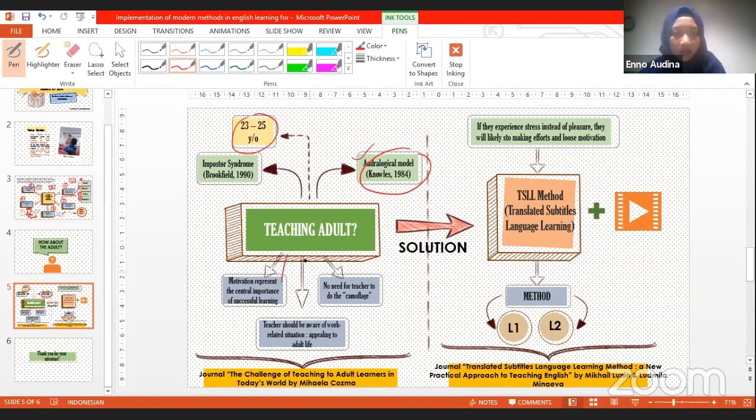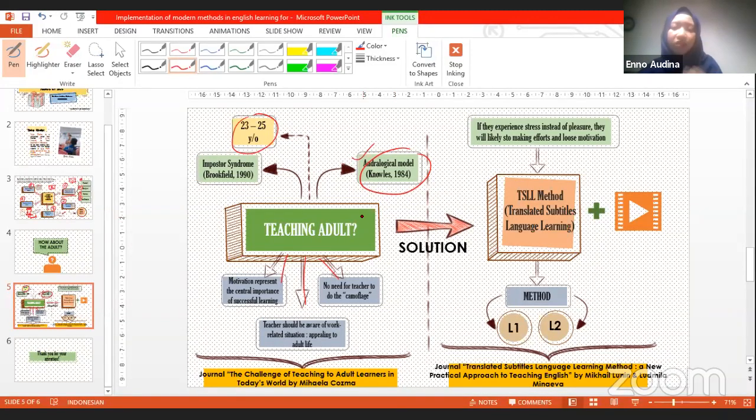And here are some breakdowns of the point above. The adult's motivation is usually represented by the central importance of successful learning. And then the teacher should be aware of work-related situations appealing to adult life. I will explain this later. And lastly, there is no need for teachers to do camouflage. The camouflage here means that the teacher might use a different method to teach an adult. Usually, if you teach a student, you can use maybe a song or a game, but it does not necessarily work for adults.